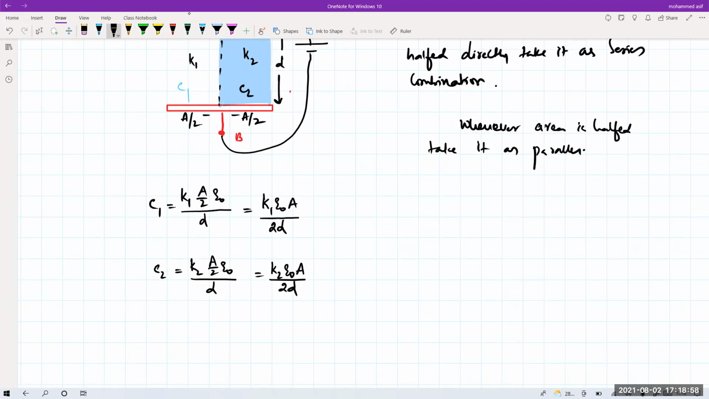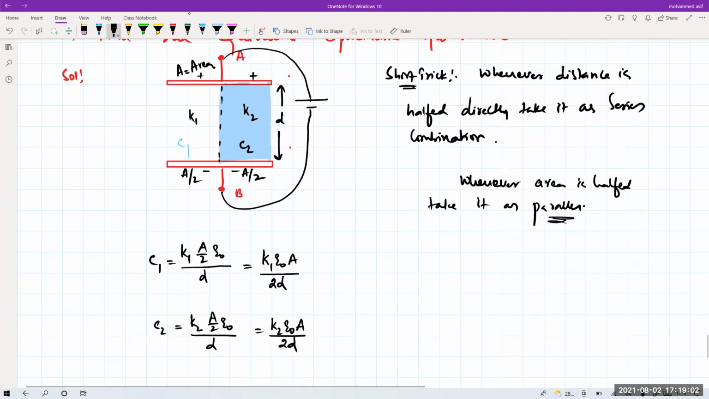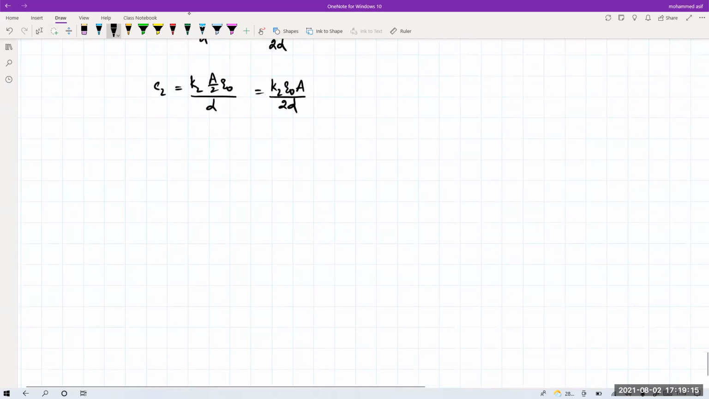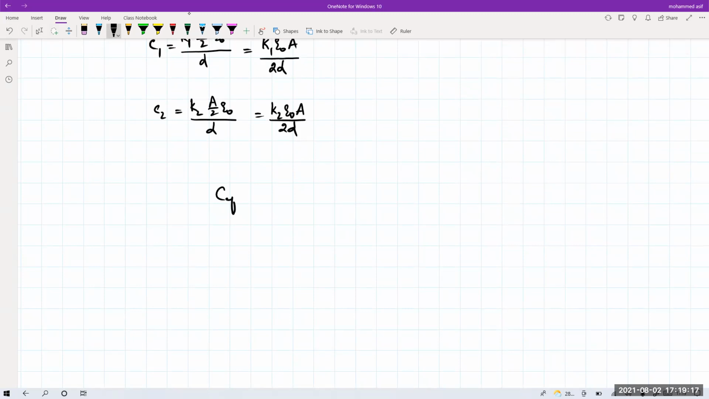That means now the area has been halved, so what type of combination are they in? Area is half means they are in parallel combination. In parallel combination, C effective is equal to C1 plus C2.